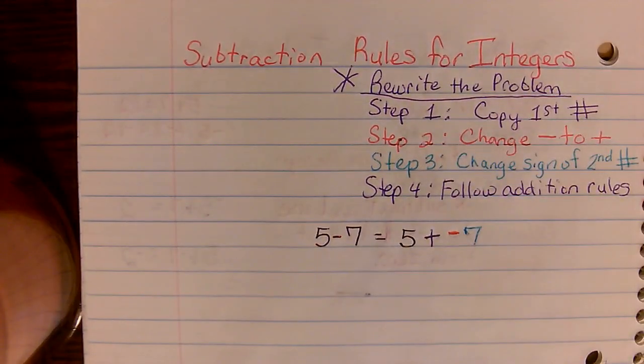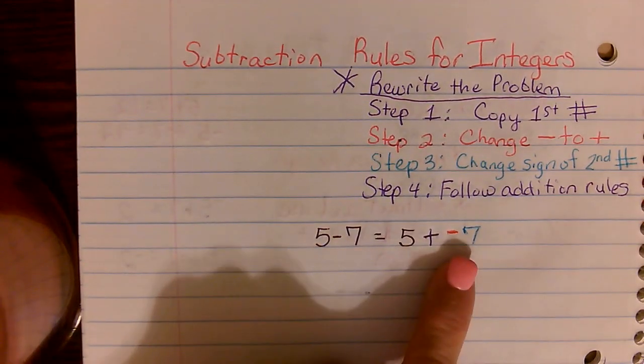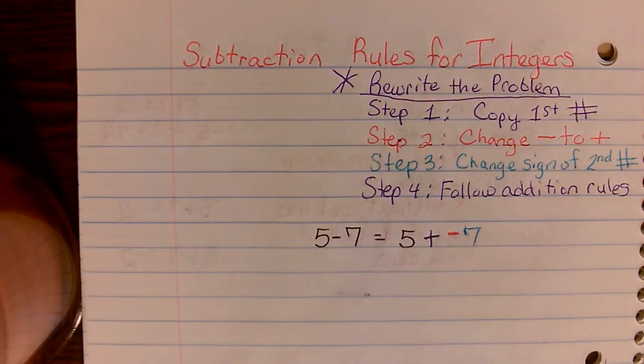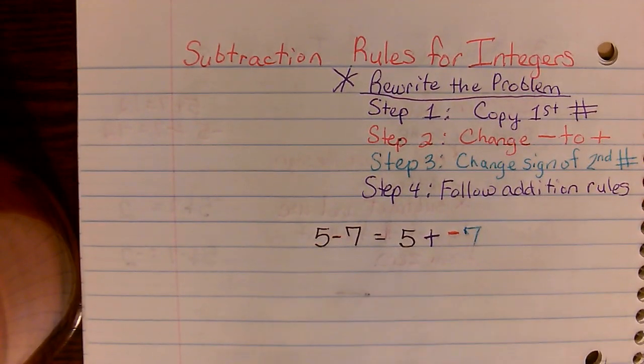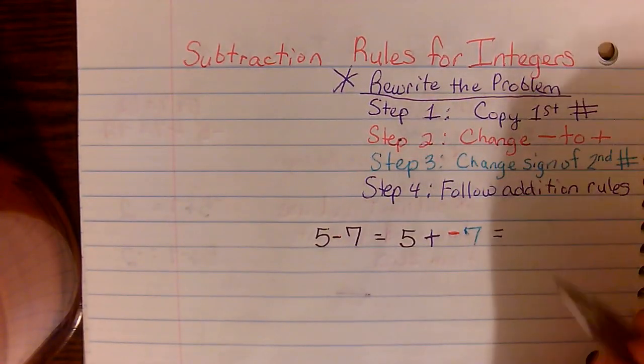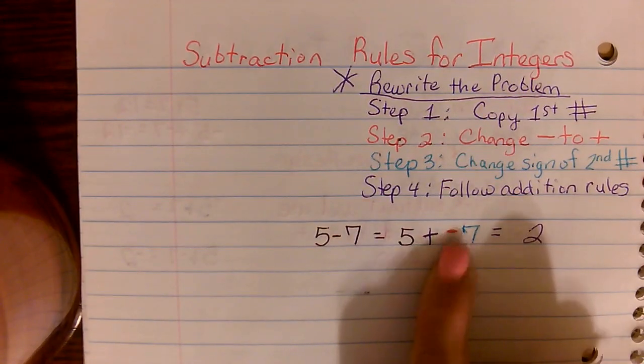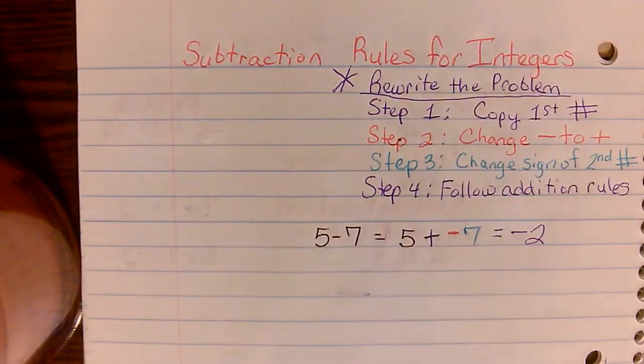And then I write my 7. If I follow the rules of addition, and I look at these two numbers, one is positive and one is negative. The rules for addition are, if the signs are different, I subtract, take the sign of the number farther from 0. In that case, 7 minus 5 is 2. 7 is farther from 0 than 5 and it's negative, so the final answer is negative 2.